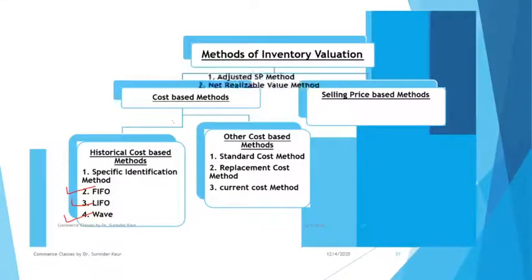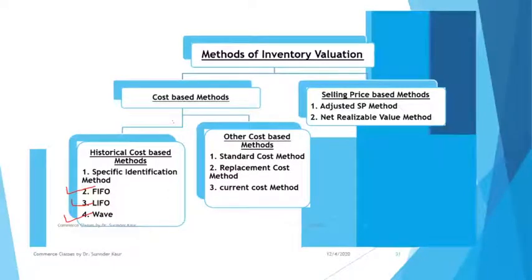Then under selling price based methods, we also have the adjusted selling price and net realizable value methods. So I'll just give you a fair idea about this. Adjusted selling price basically implies that you have a certain gross profit rate, as a rule. You know that on your sales you make, say, 20% gross profit.